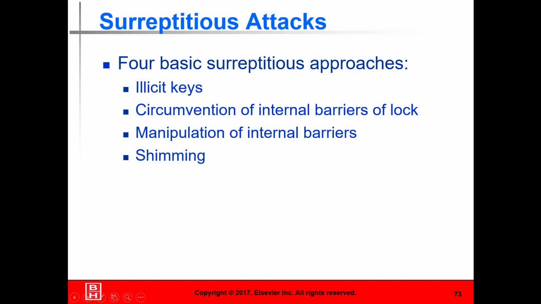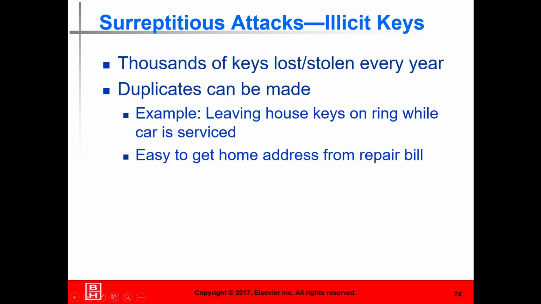How do we get illicit keys, circumvention, manipulation of interior barriers, shimming? These are some ways that we get it. Thousands of keys are lost every year. People leave their house key on a ring while the car is serviced. It's easy to get the home address from the repair bill. So these are some of the things that we want to look at.